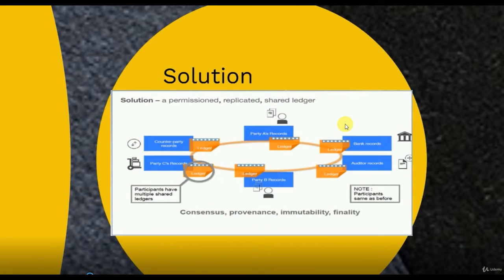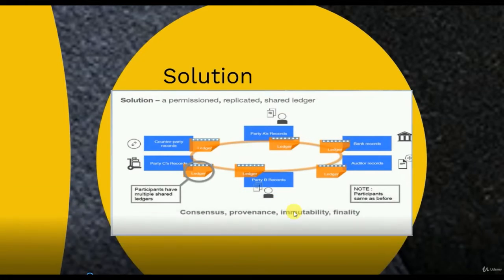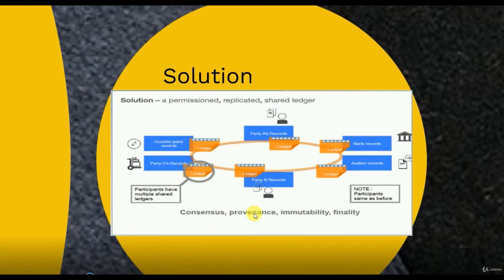Another advantage of the decentralized network is these four points: consensus, provenance, immutability, and finality. Finality means it is final, no changes have been made. Immutable means no one can change your messages or alter the transaction; it is non-changeable. Provenance means you can prove every transaction; there is a proof for every transaction.